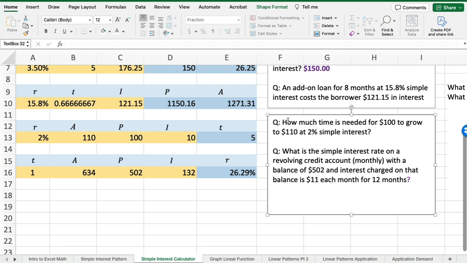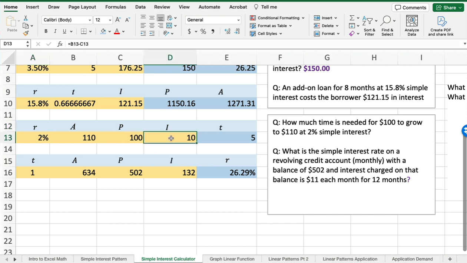The first question that we're going to tackle is how much time is needed for $100 to grow to $110 at 2% simple interest. So what we are given: the interest rate is 2%. We are given the principal is $100. That's the amount that we deposited. And then we want that to grow up to $110. So that's our future value A. Future value A is 110. Present value P is 100. And the interest rate is 2%.